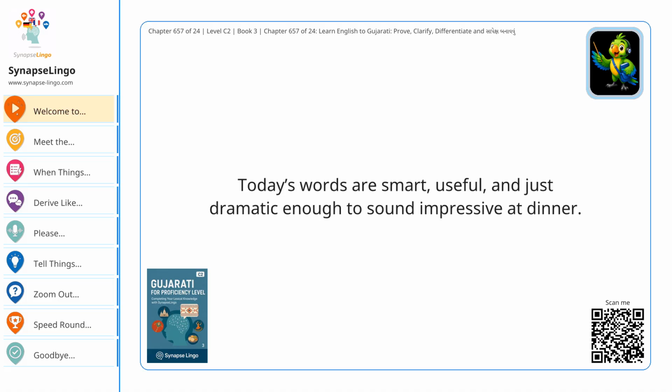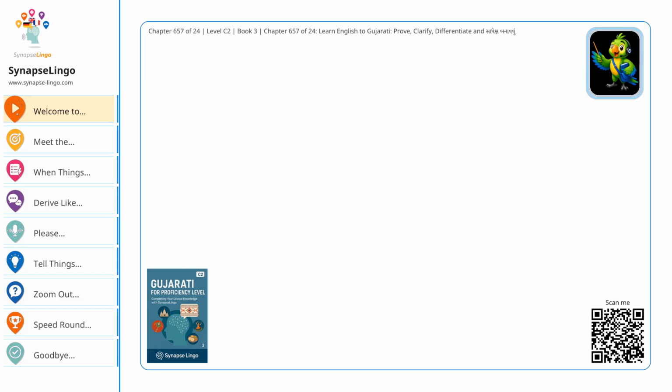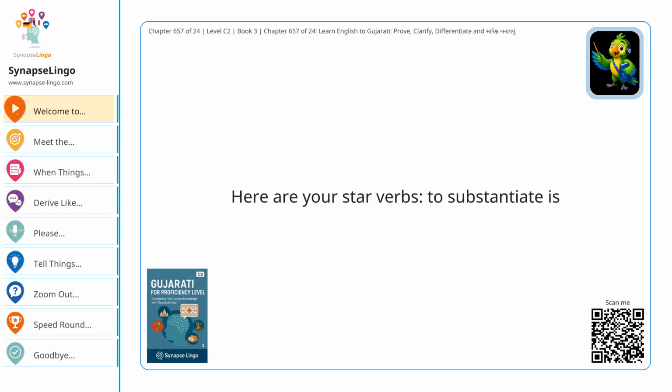Today's words are smart, useful, and just dramatic enough to sound impressive at dinner. Welcome to the Logic Gym, where weak arguments lift tiny dumbbells and dream of becoming strong. Your mission today is to learn how to say to substantiate, to occupy, prove, derive, clarify, differentiate, and put into perspective in Gujarati.